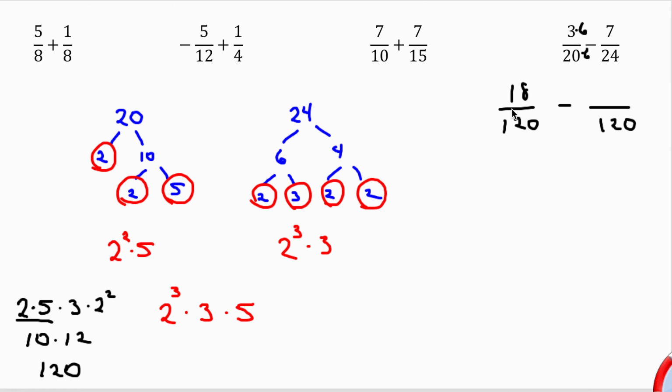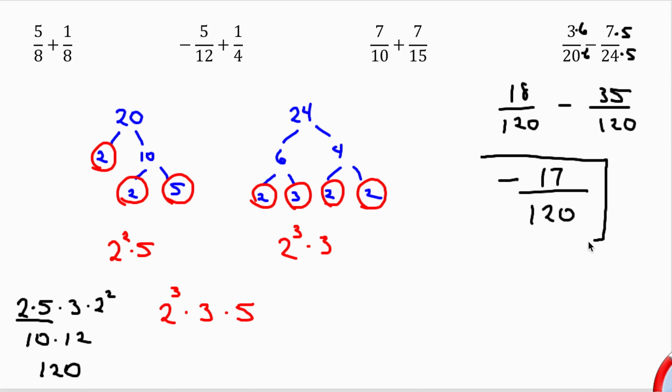Let's look at the 24. Okay, I've got all the 2's and the 3. Oh, it's missing the 5. 7 times 5 is 35. Now, once the denominator is the same, it stays the same. One's positive, one's negative, so we minus. 35 minus 18 is 17. Keep the sign in front of the larger number. Don't forget to see if it'll simplify, but that will not. 17 only has factors of 1 and 17, and 120 is not divisible by 17.